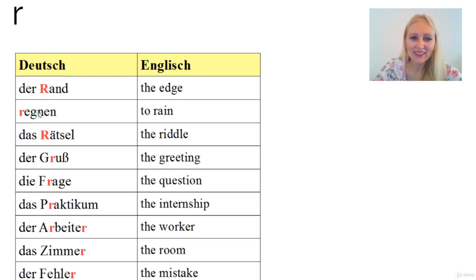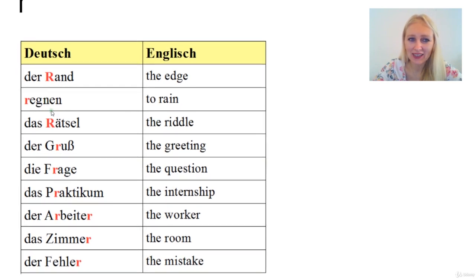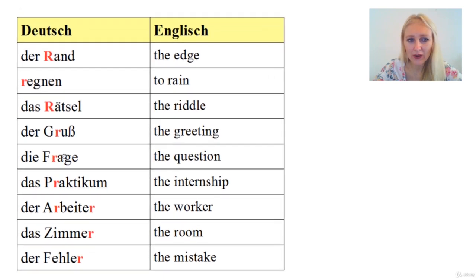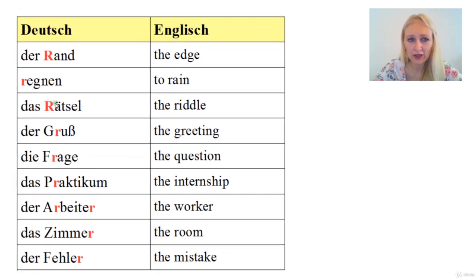Then here, regnen, to rain, regnen. Das Rätsel, Rätsel. Maybe you can already try to repeat. Rand, regnen, Rätsel. So it's with the strong R, like the rolling R, like here, Rand. We don't have this, just in a few dialects that exist. But as I said, we just learn standard German here, or Hochdeutsch, as we call it, High German. So this is dialect free. So it just would be der Rand.